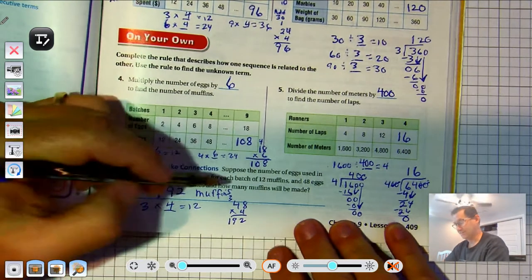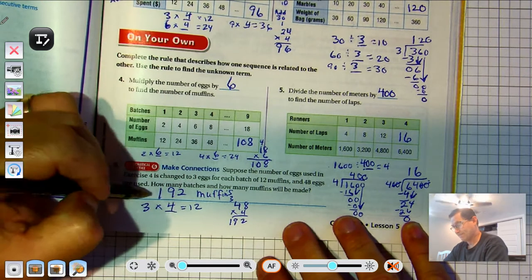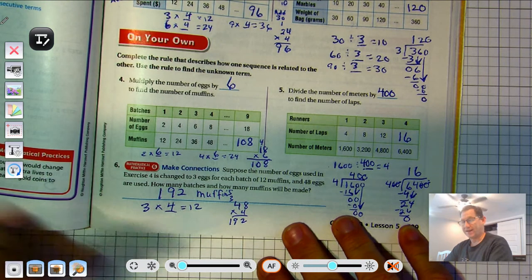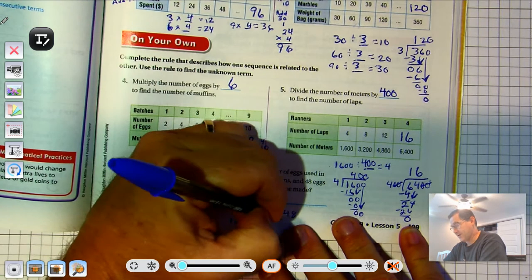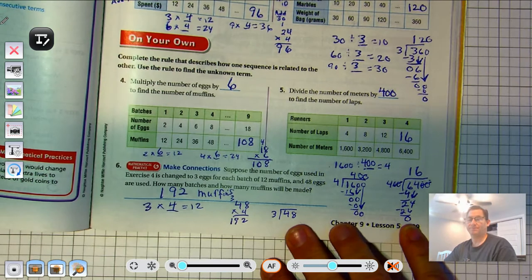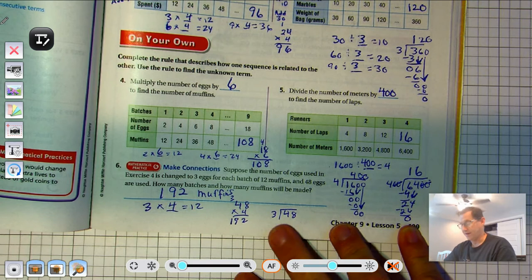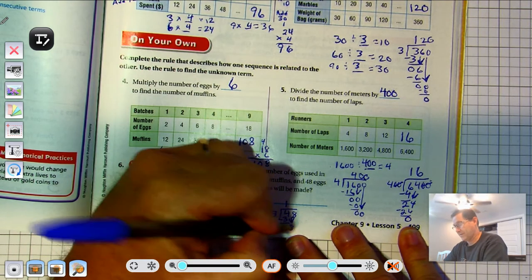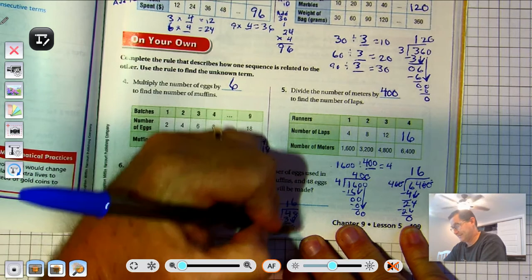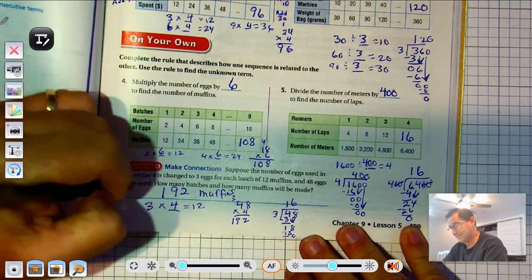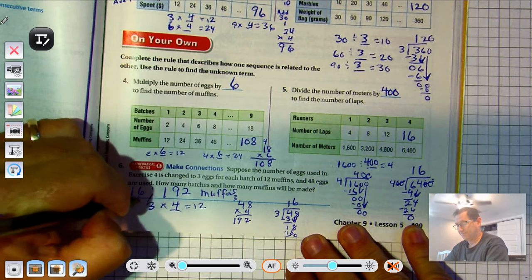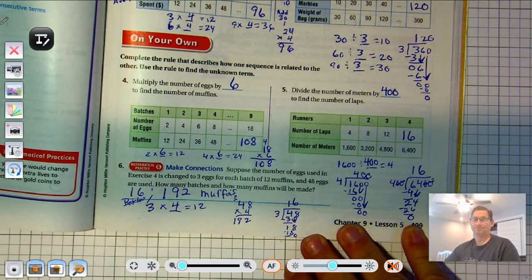Oh, how many batches? To figure out the number of batches, we have 48 eggs, right? And we use 3 eggs per batch. So take the number of eggs and divide by 3. 3 times what is 18? 6. So we'd have 16 batches, 192 muffins. Right, 410.